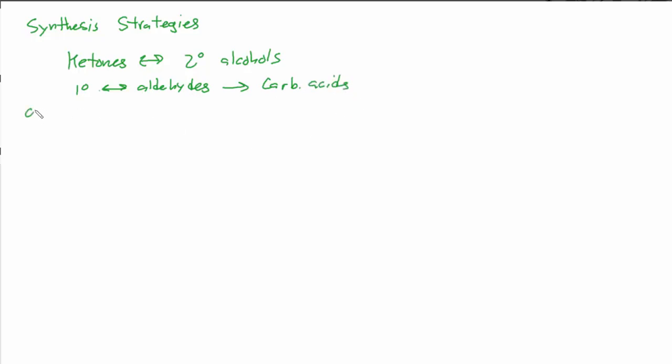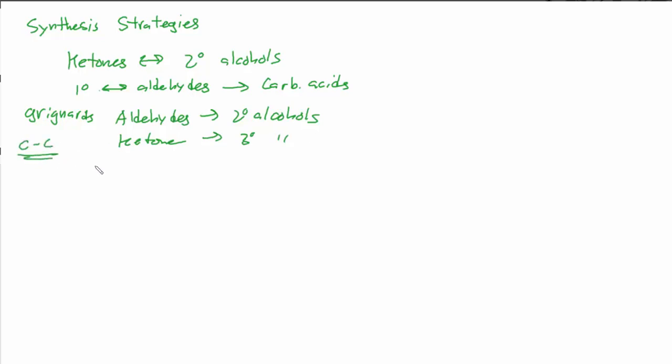We've also learned how to use Grignards to add carbon groups to aldehydes and ketones. So we know that aldehydes can become secondary alcohols, and ketones can be converted to tertiary alcohols. So the Grignard is a very, very important carbon-carbon bond forming reaction. So you should keep this in mind just about every chapter for the rest of this semester. It's a very important reaction.